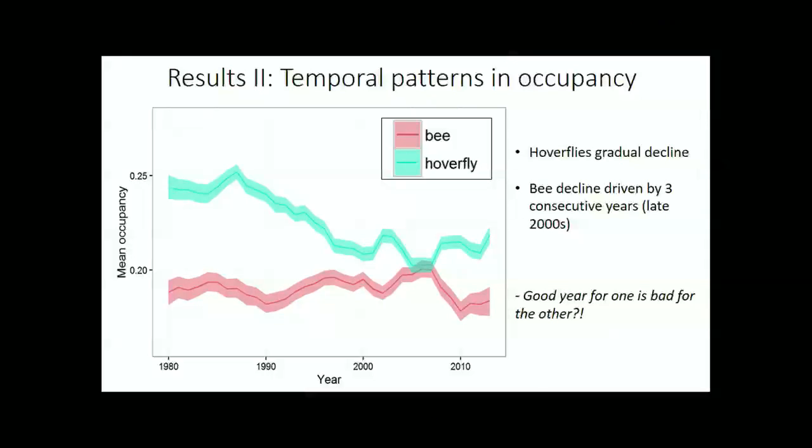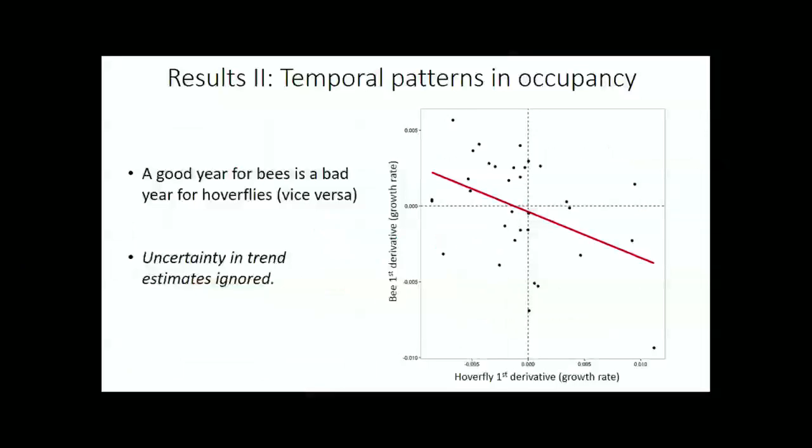And on the train up here, it dawned on me, it almost looks like they're fluctuating asynchronously, particularly in the end here. So it's almost like a good year for bees, a bad year for hoverflies. So just to try and get a quick handle on that, I plotted the first derivative of one against the other, which is what's on the right-hand side here. Each one of these points is a year. It's essentially a measure of was it a good or a bad year for that group. And sure enough, they were negatively associated. So it looks like a good year for bees is bad for hoverflies and vice versa. But this has lots of uncertainty in here, which I'm ignoring. So it's just interesting, really.